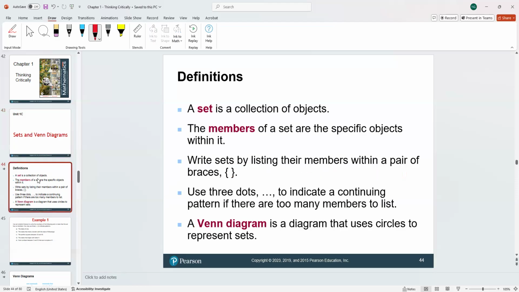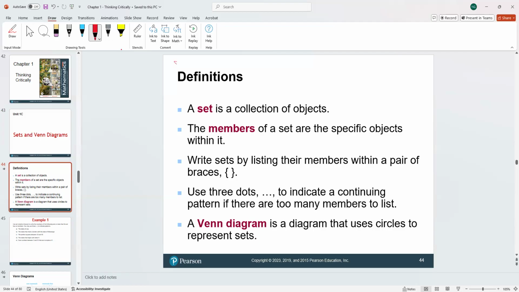Now let's talk about sets. As we said, a set is a collection of objects, living or non-living. The members of a set are the specific objects within it. We represent a set by listing its members within a pair of braces.